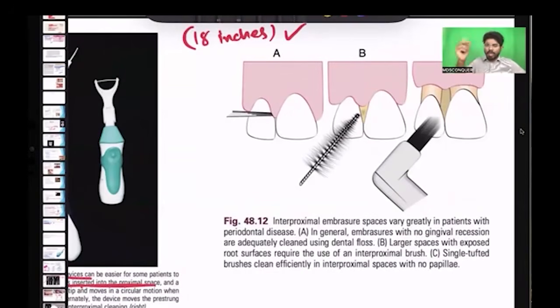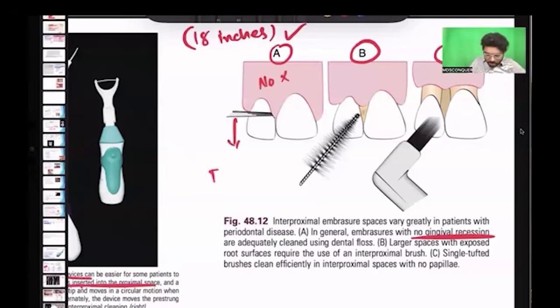So how is the interproximal type of embrasure? Based upon the type, embrasures are divided into type A, type B, and type C, and based upon their interproximal gingival area, the mode of cleaning will be different. Normal gingival embrasure with no gingival recession, that is your type A, no recession. What is the mode of cleaning? The mode of cleaning is floss.